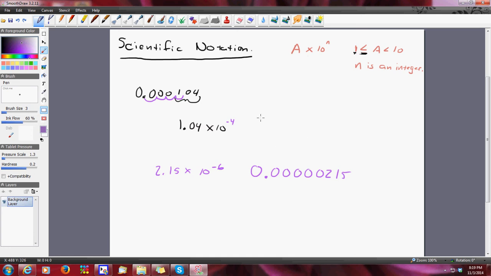And so that's pretty much it for scientific notation, writing numbers really big or writing numbers really small. And I hope that was useful.